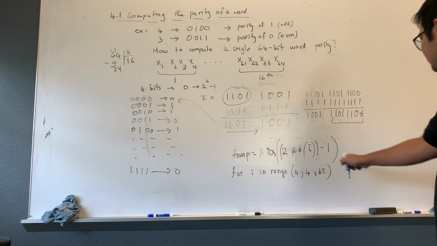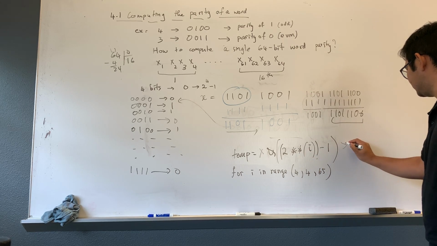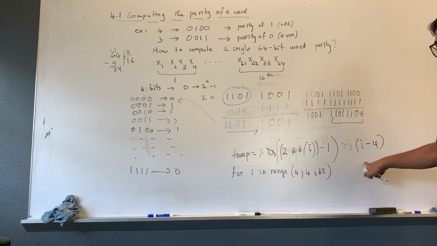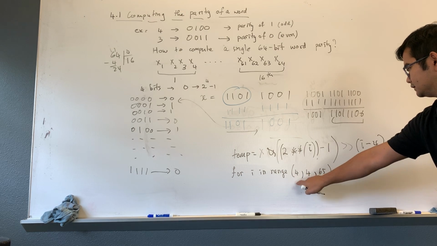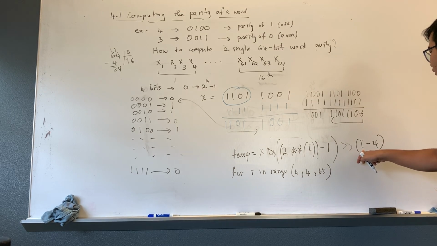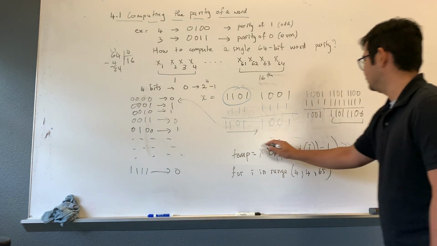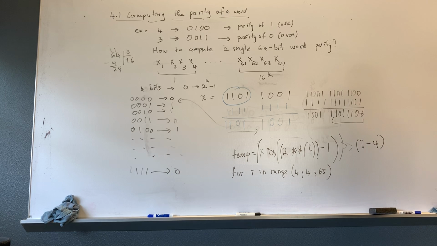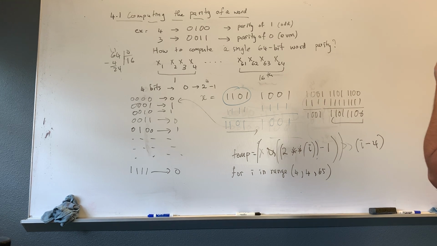Yeah, so right here, I think all we need to do is shift to the right by I minus 4. So the first iteration, it won't shift at all because our first I is 4. So 4 minus 4 is 0, so it doesn't shift. Yeah, this is the main picture. Let me think about other edge cases.